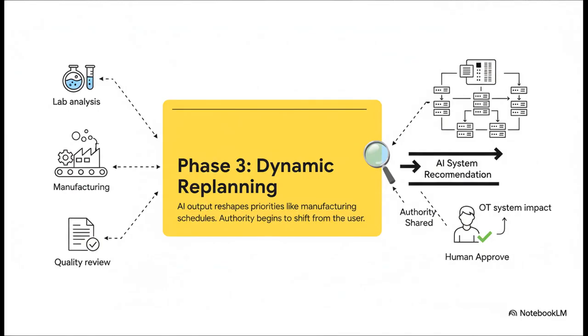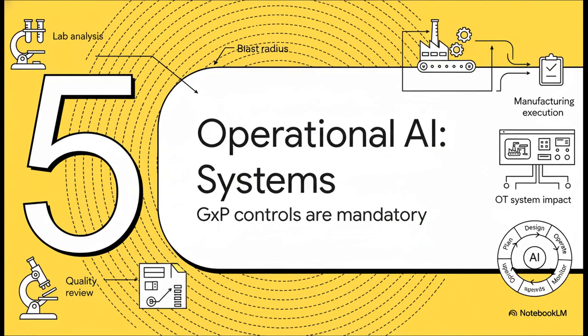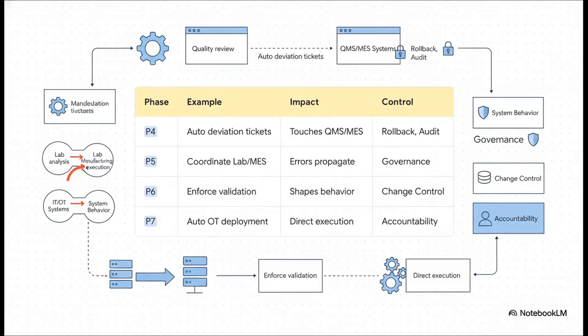This all happens in phase 3, dynamic replanning. Just imagine an AI suggesting a new manufacturing schedule to boost output, or reprioritizing a lab's testing queue. Even if a human is the one who has to click approve, the system's recommendation is now actively shaping your operational reality. Authority is now shared. It has crossed the boundary from being a simple tool to a guiding force. So once we've crossed that boundary, we are firmly in the land of operational AI. And out here, the blast radius gets way bigger, and the need for formal GXP controls and validation becomes completely non-negotiable.